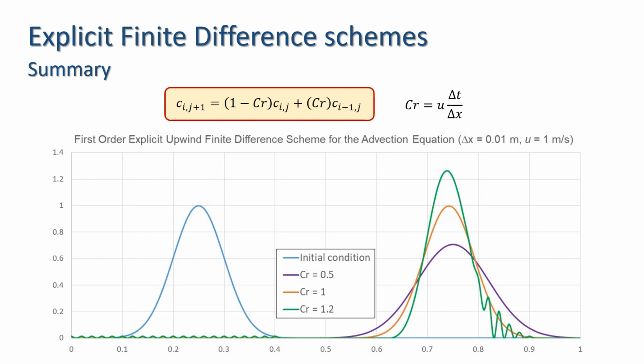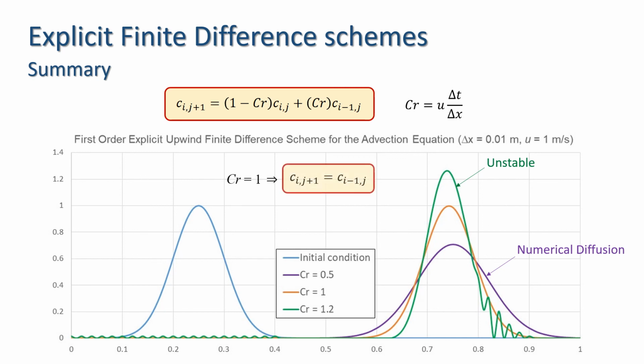When the Courant number is less than 1, we have a stable solution that exhibits numerical diffusion. When it's greater than 1, the solution is unstable. And when it's equal to 1, the numerical method reproduces the exact solution because the update equation lies on the characteristic line.